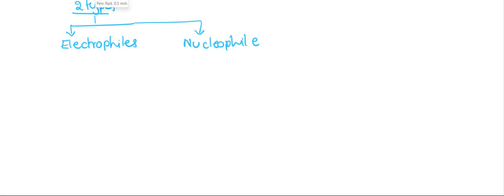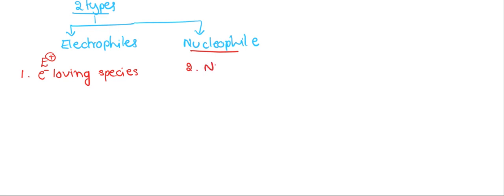An electrophile is represented with the E plus symbol. The first point to note is that this is an electron loving species, whereas nucleophiles are nucleus loving species. So this is point number one.